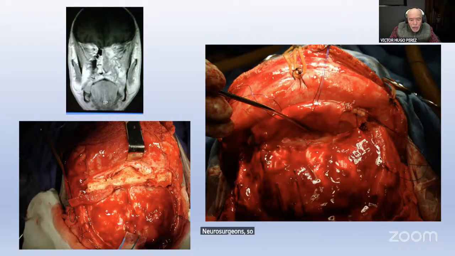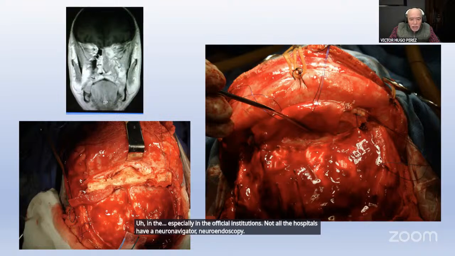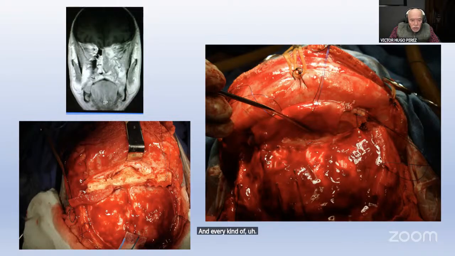So nowadays, we have much better technology to go for this kind of tumors. But not in all the countries, especially in the official institutions, not all the hospitals have a neuronavigator, neuroendoscopy, and every kind of technology. So we should be prepared to make the surgery related with the technology we could have.